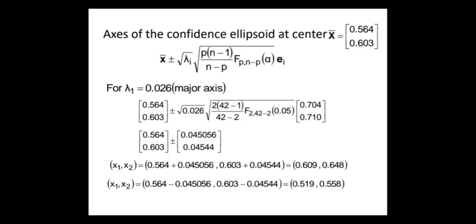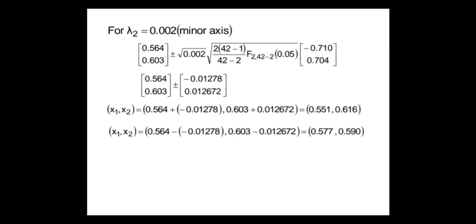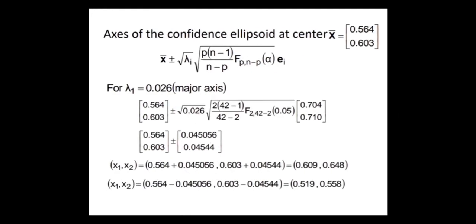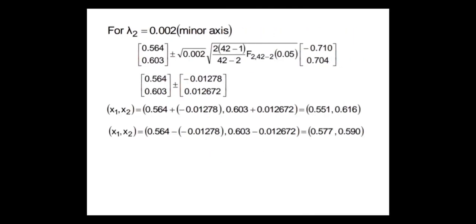Okay, using the first one, using the eigenvalue 0.026. Another eigenvalue is 0.002. So this is the minor axis. Using the same formula, you will get these two coordinates, which are the minor axis here. Okay, that is the way you can create the ellipsoid.